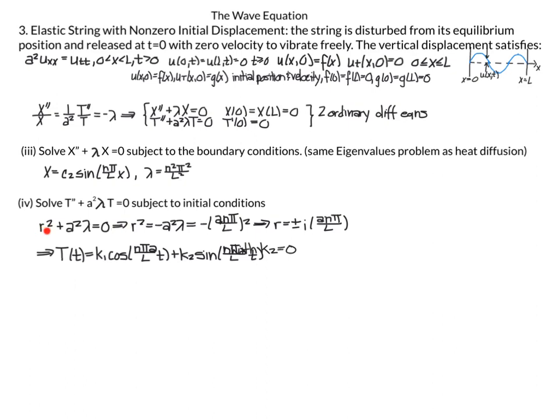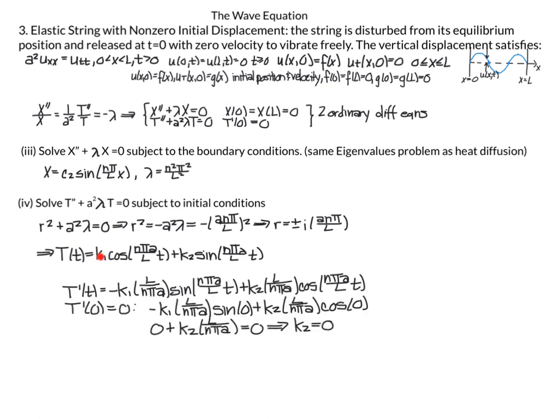And when the characteristic equation has imaginary roots, the solution we get is a constant times cosine of n pi a over L times our variable t, plus a constant times sine of n pi a over L times our variable t. And notice I also used constants k1 and k2 because I already used c1 and c2 when I was solving for x. So this is our solution for our ordinary differential equation for function t of time.